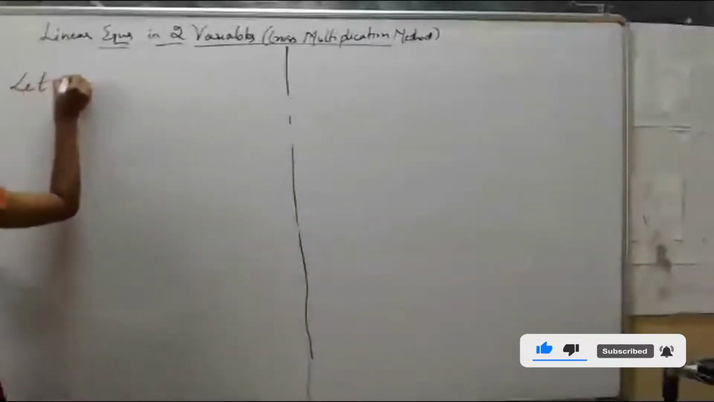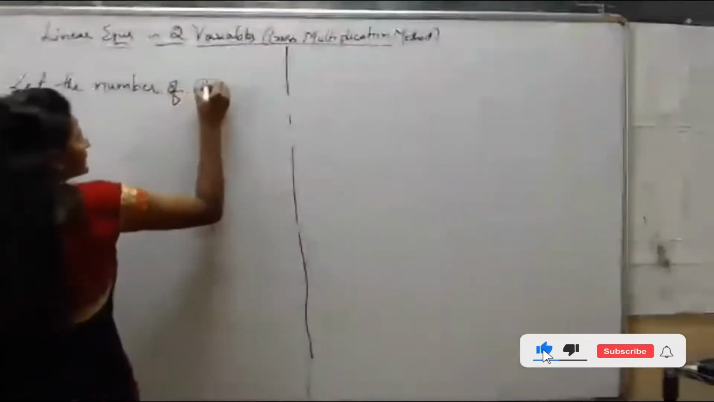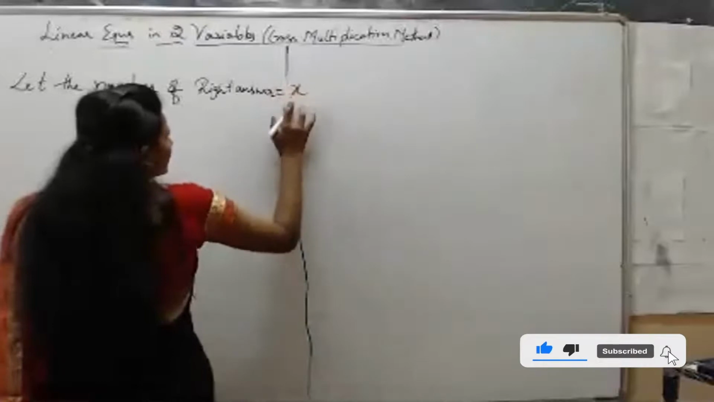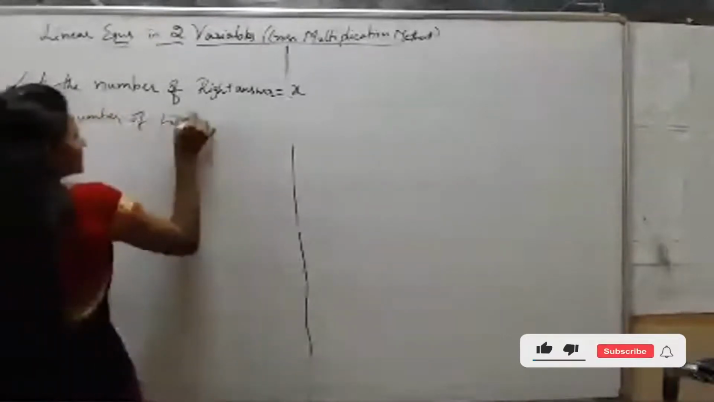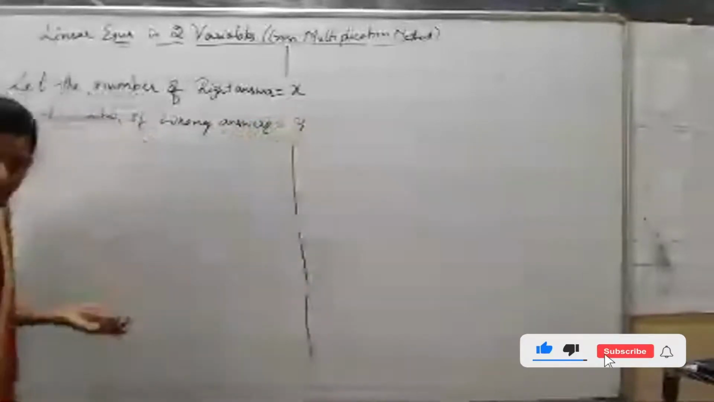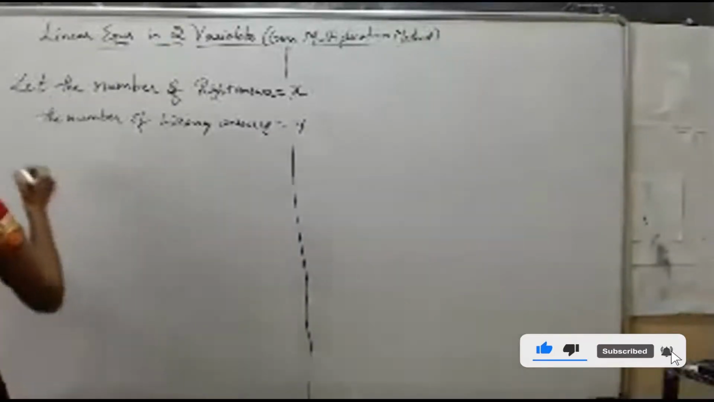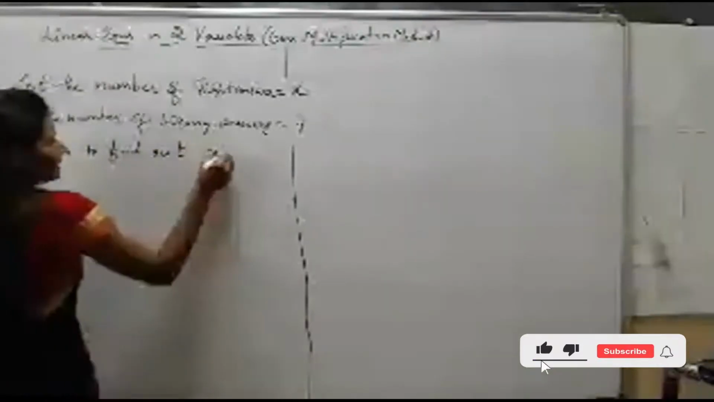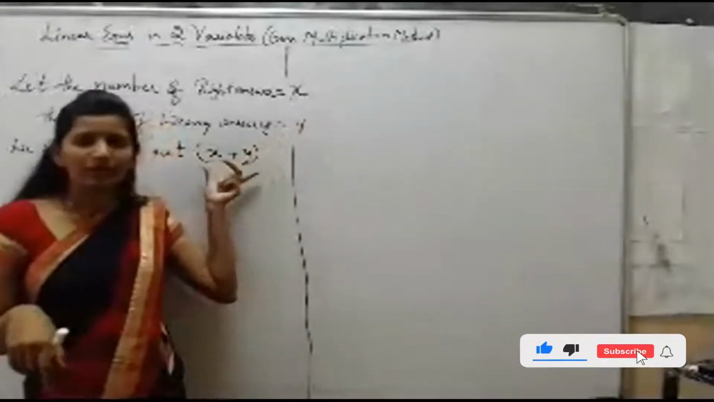Let the number of right answers be x, and similarly the number of wrong answers be y. We don't know how many right answers and how many wrong answers, so we take them as x and y. What we have to find out is how many questions there are, that is x plus y. Initially we have to find x and y, later we add these two.